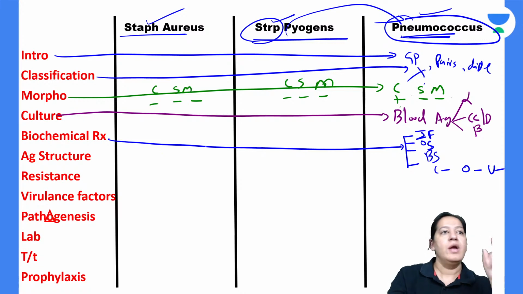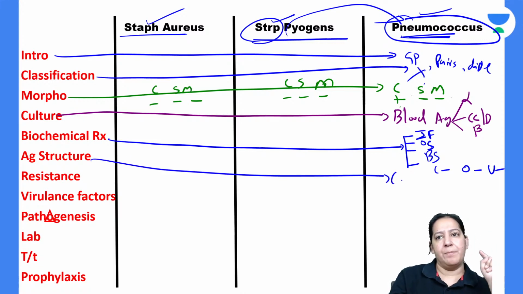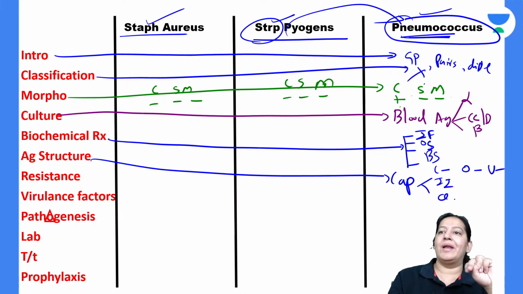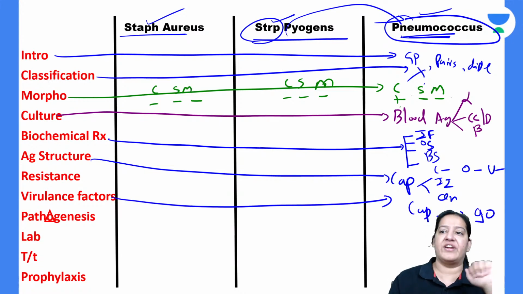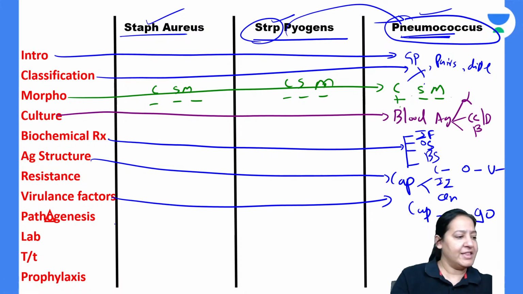I've already taught you. In the antigenic structure, only capsule is important. For capsule, we do 2 things: Indian ink preparation and Quellung reaction. I guess everyone knows it. Coming on the virulence factor, maybe capsule is important. Based on capsule, we divide it into 90 different types. 90 different types.